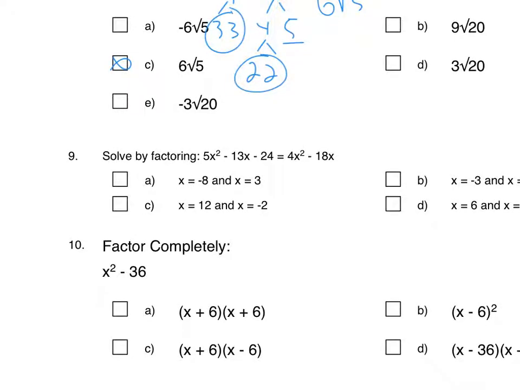Alright, number 9. Again, in order to solve, we need to get everything on one side, set equal to 0. So I'm going to subtract 4x, which I can combine there. And that gives me x squared, and then I'm going to add 18x, which I can combine, which gives me 5x minus 24 equals 0.